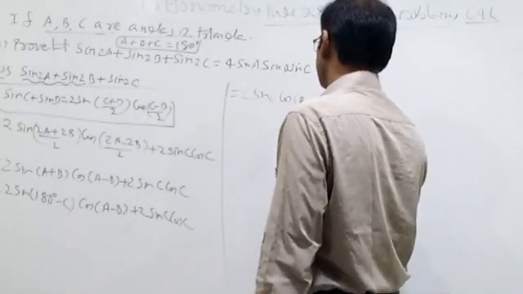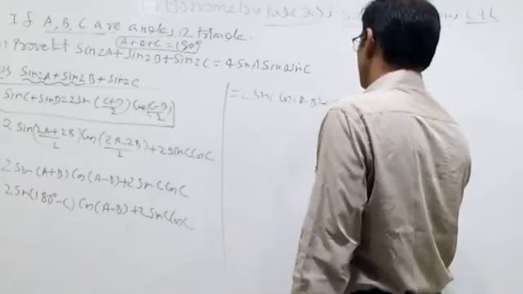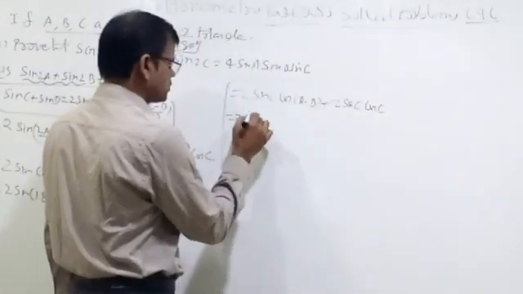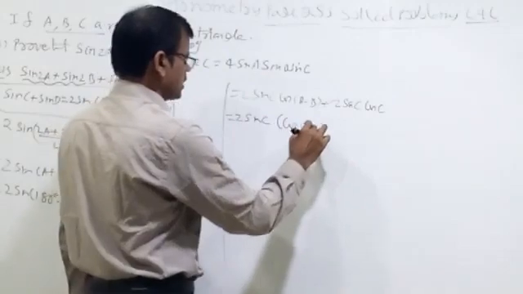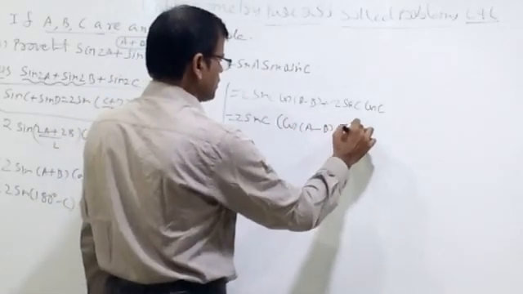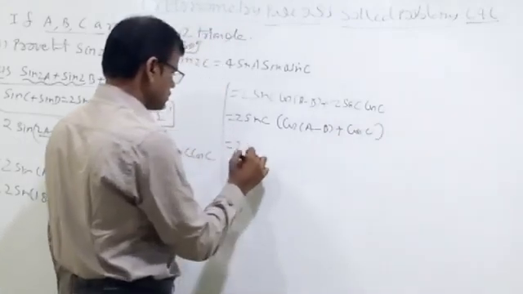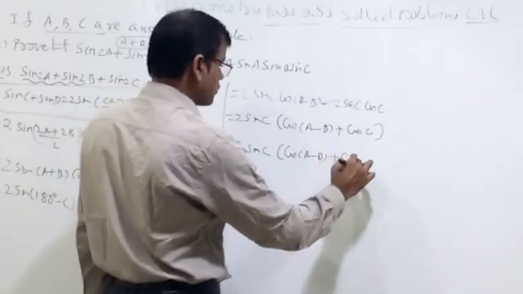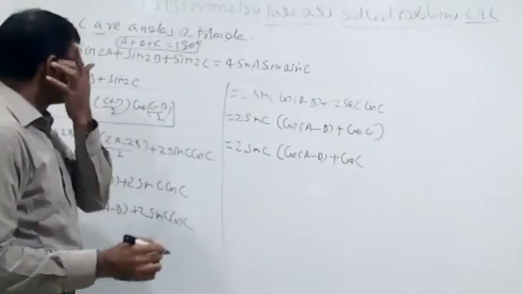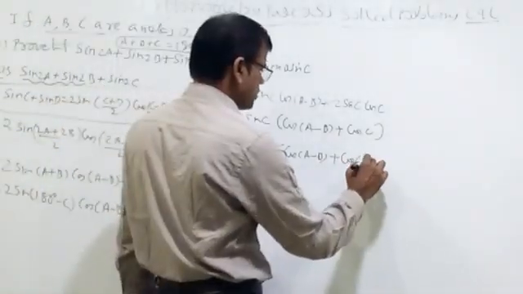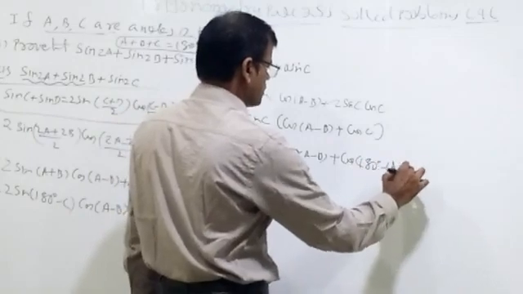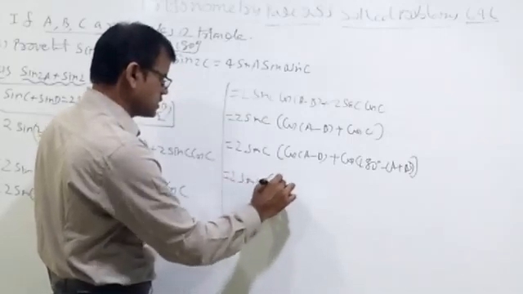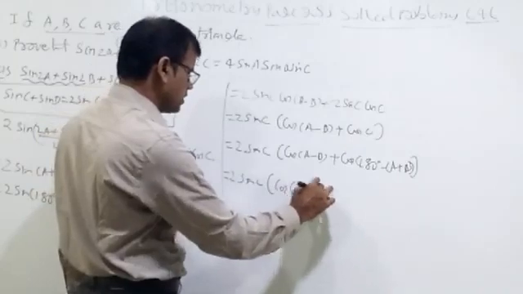So you write 2 sin C into cos of (A minus B) plus 2 sin C into cos C. Now you take 2 sin C as common, and within the brackets write cos of (A minus B) plus cos C. That is equal to 2 sin C into cos of (A minus B) plus cos of, now instead of C you can write 180 minus of (A plus B). This is the main step here.